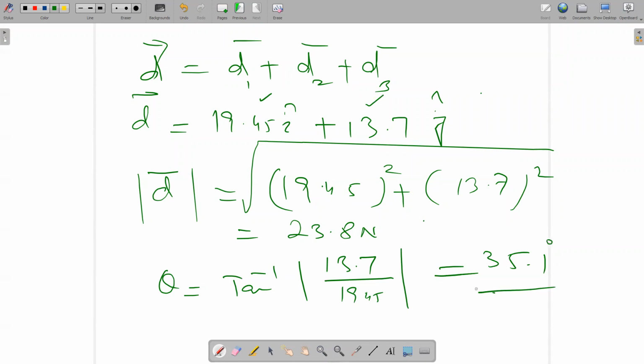So this is the problem. You can solve it like this. Okay.